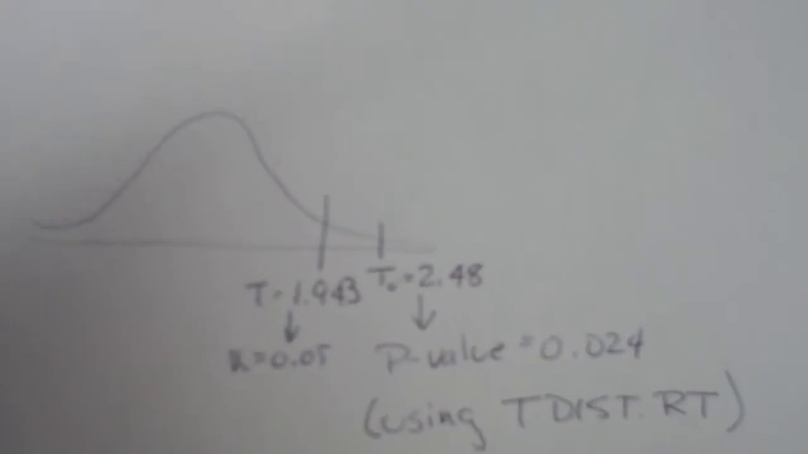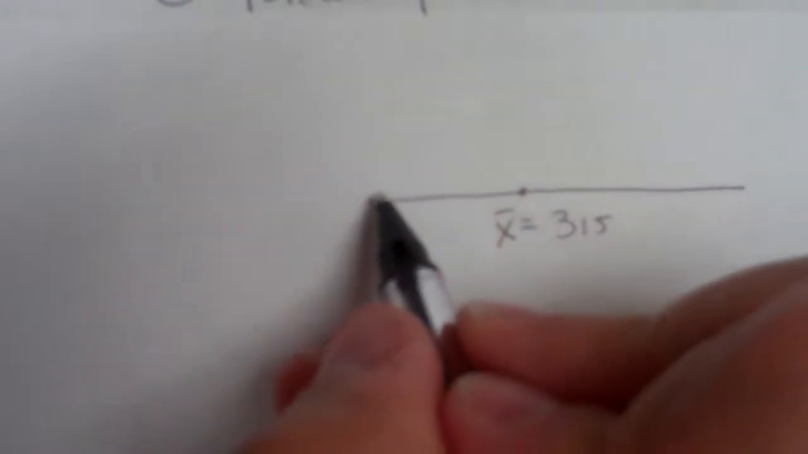Now looking at this problem, let's skip to part D, and it asks how we would reach the same conclusion with the confidence interval. To do it with a confidence interval, we need to look at our confidence bound, because we're only looking at a one-tailed test. And given our value of x bar at 315 watts, we're going to calculate an interval.